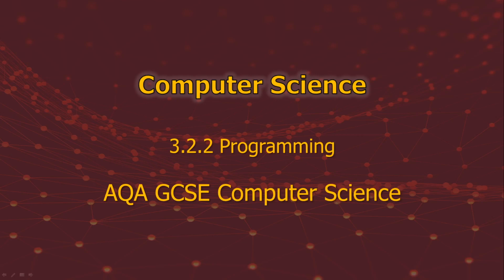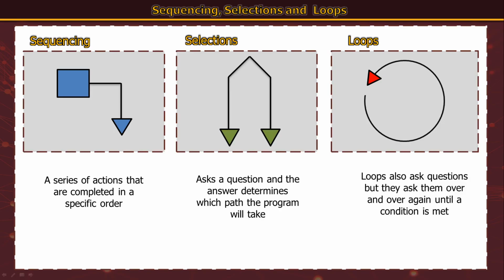Welcome to my video. In this video we're going to look at sequencing, selection and looping for programming in AQA's GCSE in computer science. Sequencing completes a series of actions in a specific order. Selection asks a question and the answer determines the path the program will take. Loops also ask a question, but it asks them over and over again until a condition is met.